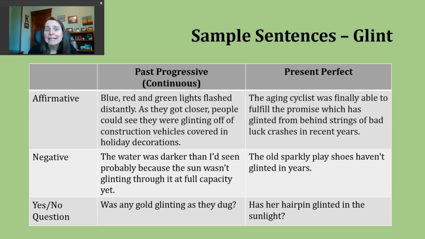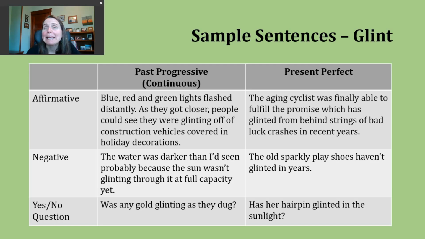Now let's talk about making a negative past progressive sentence. To do this, again, pay attention to your subject. You'll use either was or were, whatever form matches that subject. Then use not, and then the ing form of the verb. You can combine was not into the contraction wasn't, or you could combine were not into the contraction weren't. Here's another example. The water was darker than I'd seen, probably because the sun wasn't glinting through it at full capacity yet. So again, we're talking about reflecting light off of water.